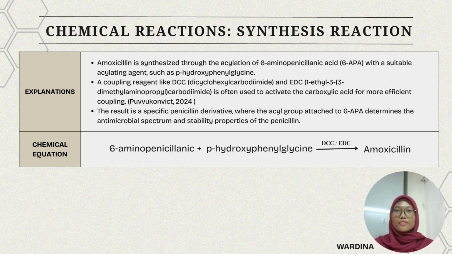Finally, how is amoxicillin synthesized? It's done by acylating 6-aminopenicillanic acid with a suitable compound like p-hydroxyphenylglycine. To make the process more efficient, DCC or EDC is often added as a coupling agent to activate the carboxylic group, and the result is a specific penicillin derivative where the acyl group attached to 6-APA determines the antimicrobial spectrum and stability properties of the penicillin. The chemical equation is as shown in the slide.